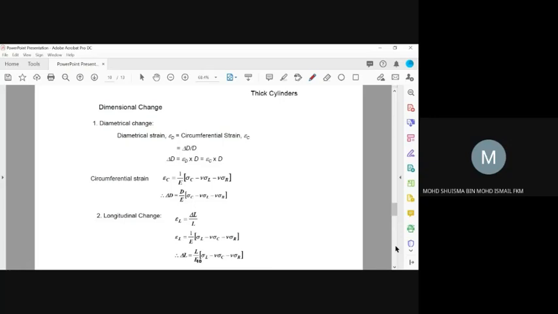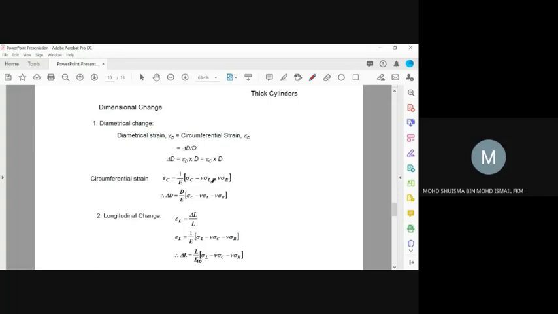Then we go to dimensional change. Similar to thin cylinder, in thick cylinder we can evaluate the dimensional change. Number one is change in diameter or diametrical change. The diametrical strain, epsilon D for diameter, is equal to the circumferential strain. Okay. And so we can either find circumferential strain and equate it to diametrical strain or the other way around. So epsilon D is equal to delta D, change in diameter, over original diameter. And so change in diameter is equal to the diametrical strain times D, or also equal to the circumferential strain times D.